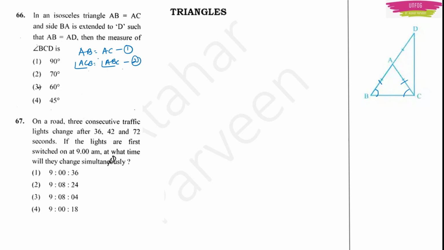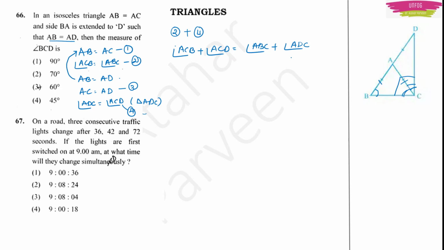Let it be 2. Now one more thing they have given, that AB is equal to AD, right? Now AB is equal to AD means from equation 1 I can also write that AC is equal to AD, right? Now for the same reason, because the two sides are equal, their opposite angles will be equal. That's why angle ADC will be equal to angle ACD. This is from triangle ADC.